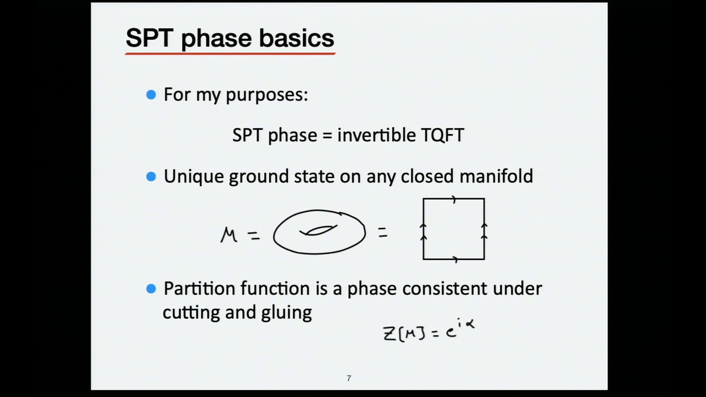Okay, so the basics. For my purposes, an SPT phase is just an invertible topological phase. What do I mean by that? It's a theory that has a unique ground state on a closed manifold, M. For me, M, most of the time, will be a torus or some other unoriented surface, or some surface with boundary, where we'll know where it is.